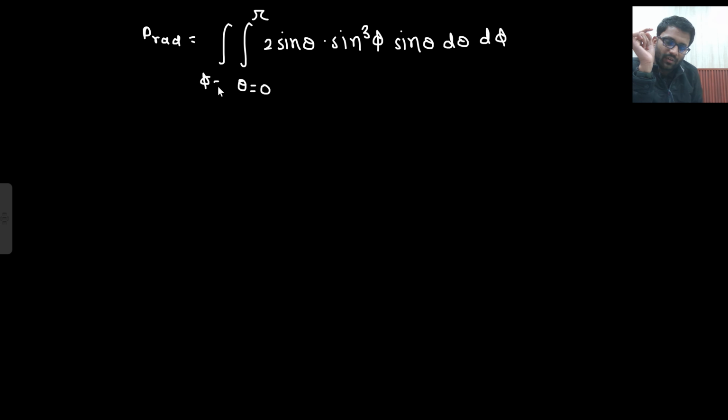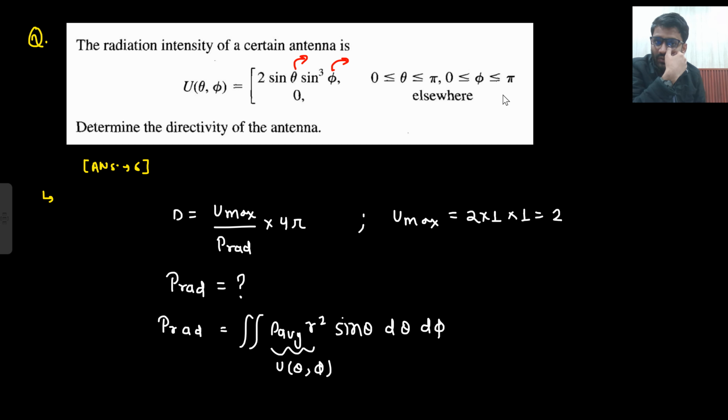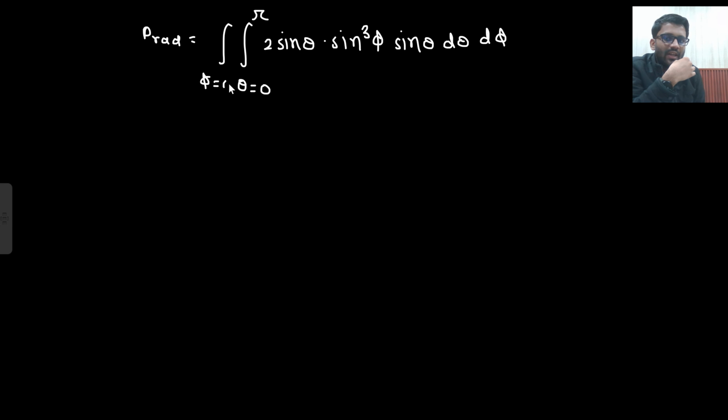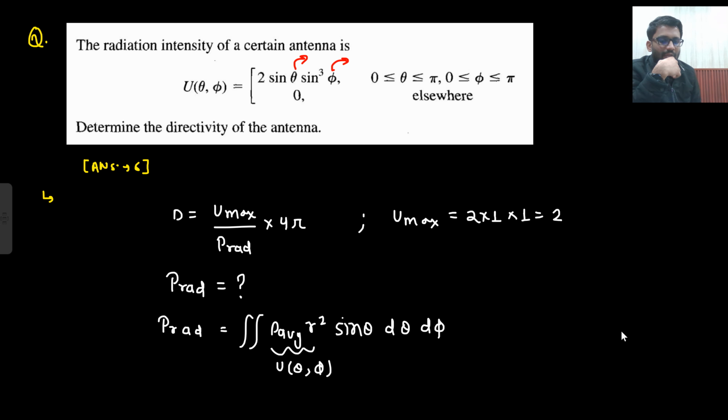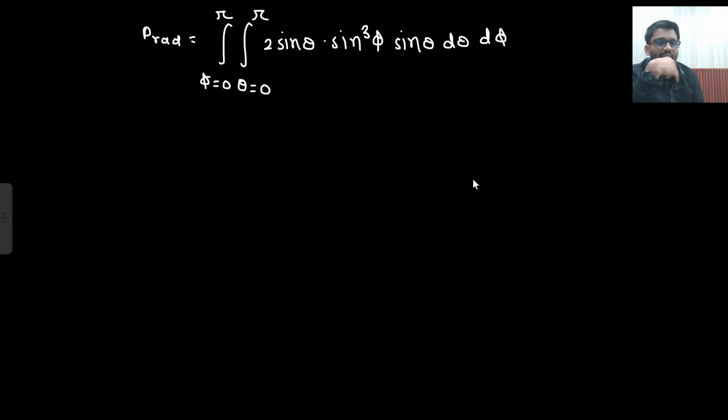And what is the limit of phi? The limit of phi is from 0 to pi as well. Usually our limit of phi is from 0 to 2 pi. But here we will take the limit from 0 to pi only. Why is that so? Because it is given, no? They have given the limit till pi only, so you will take the limit till pi only. What they mean is that your antenna is radiating from theta equals 0 to pi, and it is radiating from phi equals 0 to pi as well.